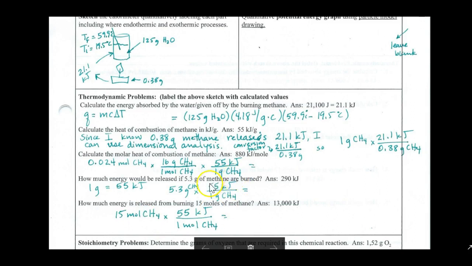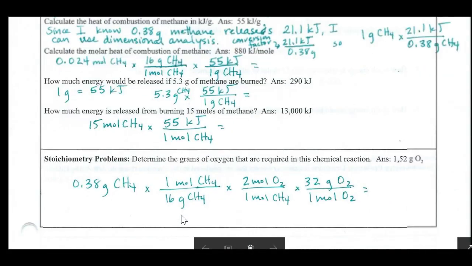I simply take the conversion factor for the molar heat of combustion, which was 880 kilojoules per mole and do my conversion. And I can recognize that this is actually a mistake. If you can please make sure that that actually is 880 kilojoules right here, not 55. Okay, so change that to 880. And that should get you the answer of 13,000.